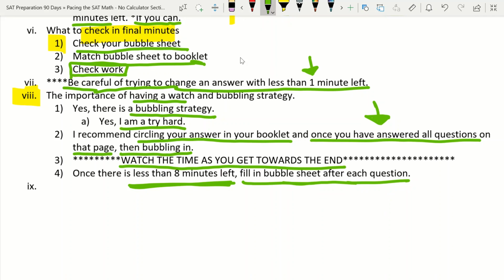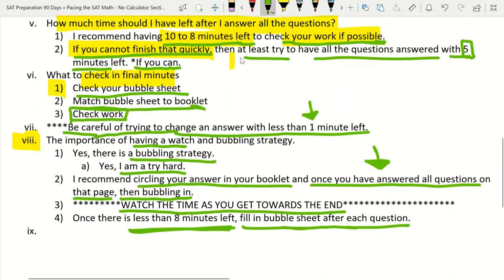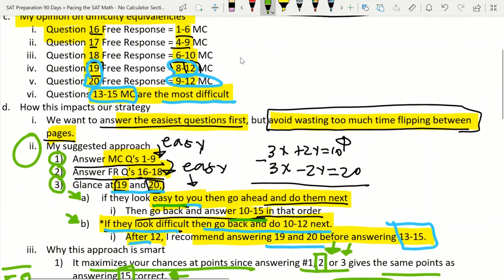So just be careful trying to change answers with less than a minute left. It's certainly still possible to do, especially if you started your watch at midnight with the second hand as well, because then you can see how many seconds you have left. So that's one tip there. So with that, that really covers pretty much all of the pacing that we're going to want to know for that SAT math no calculator section.